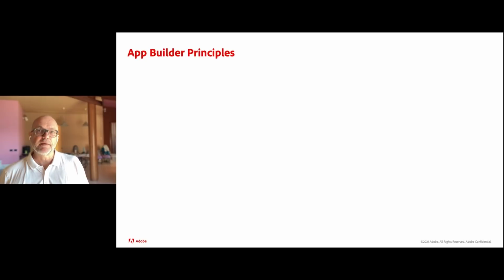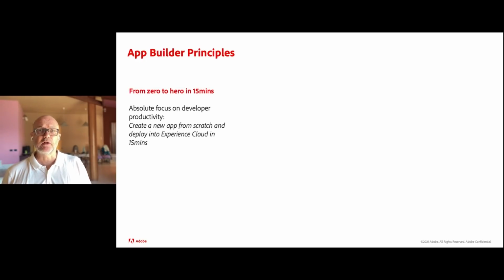So Ron, let me take you through some principles and key ideas that led our development of App Builder. First of all, the most important principle and idea, and I would even call it a mantra for us, was to focus on developer productivity and efficiency. We want to enable you, the app developer, to go from scratch, from the command line with a new app, into production in Experience Cloud Shell within 15 minutes. We will see a demo of that right after.